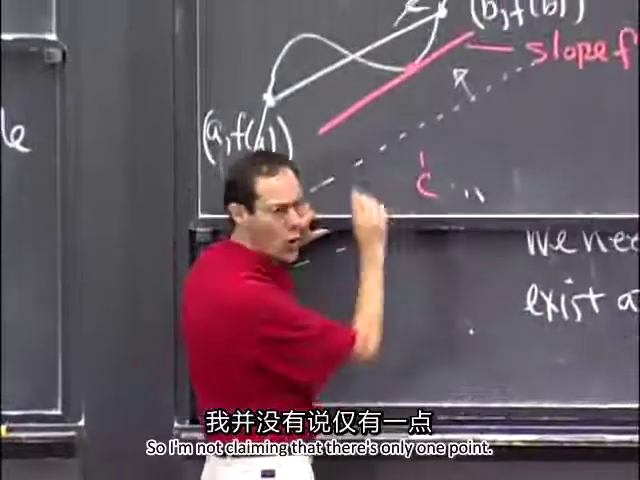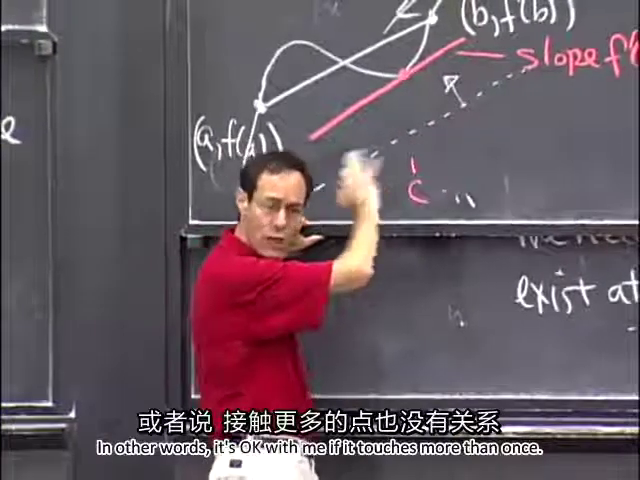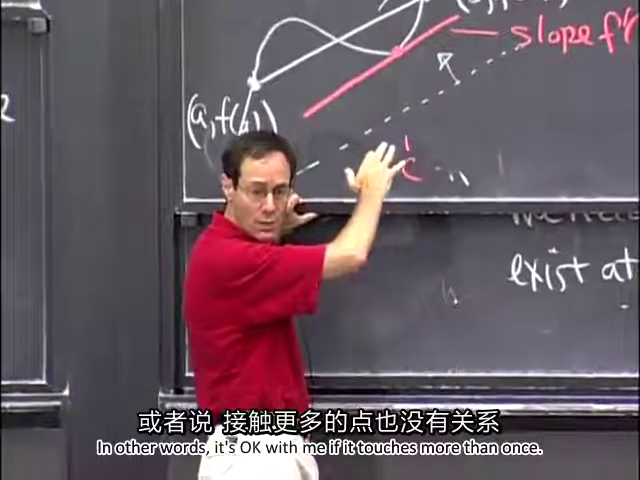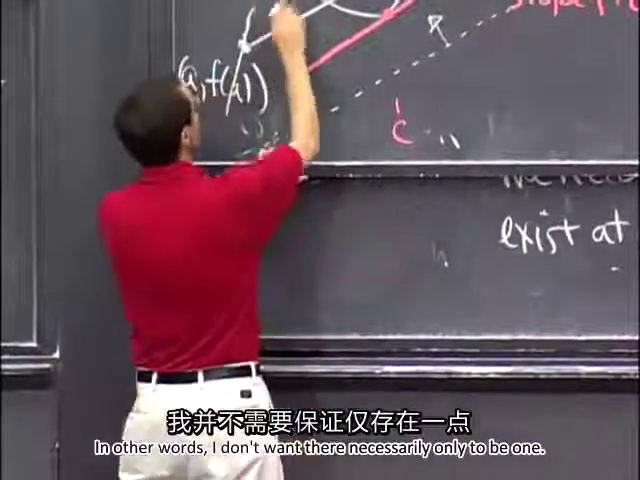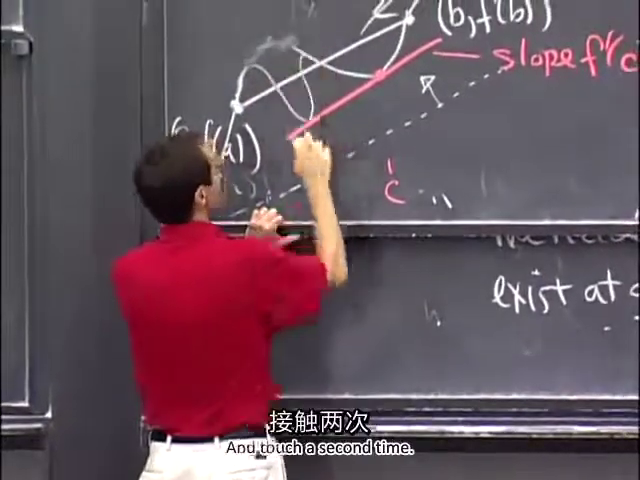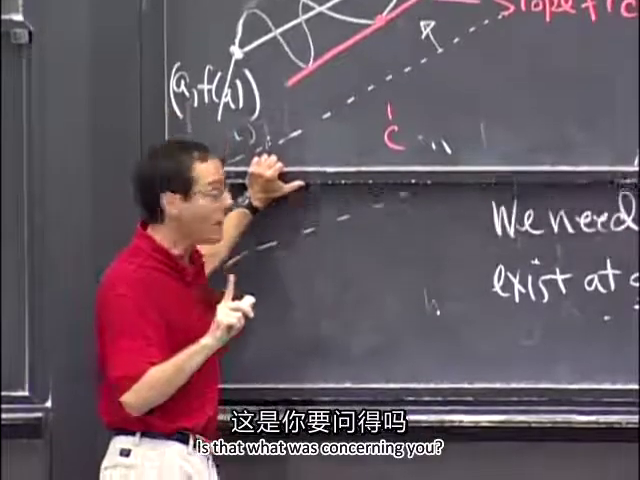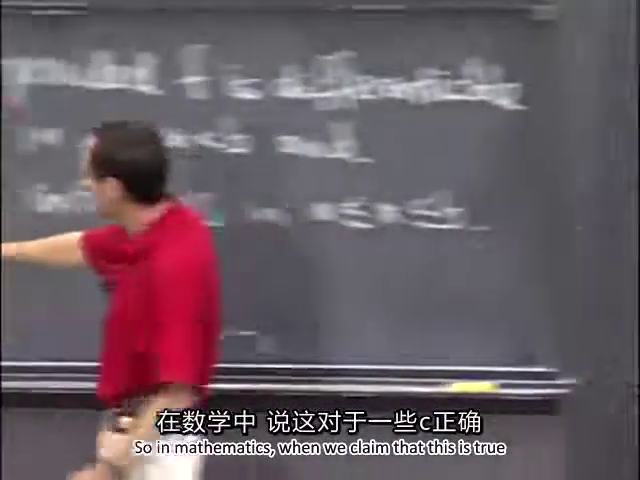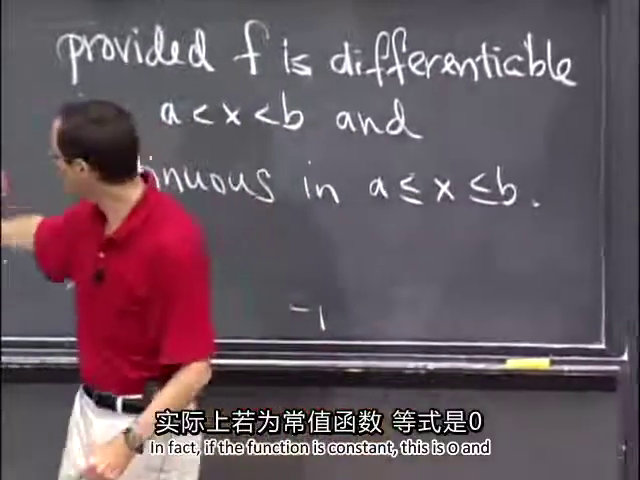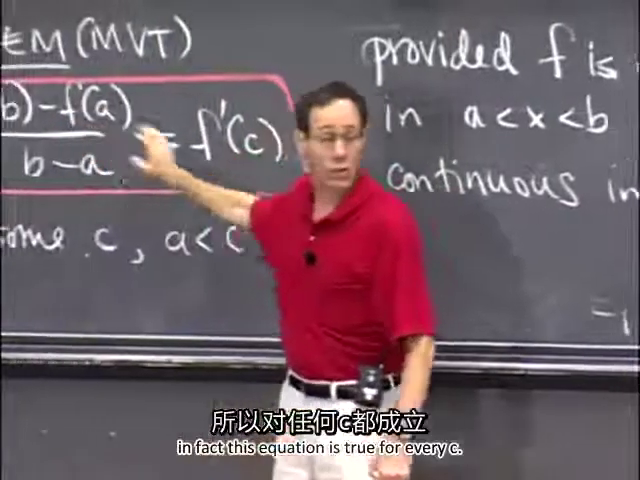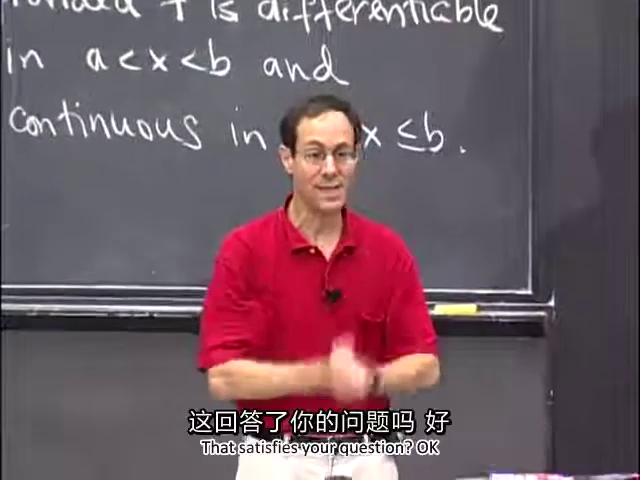So I'm not claiming that there's only one point. This could wiggle a lot of times, and it maybe touches at 10 places. In other words, it's OK with me if it touches more than once. Then I just have more. The more the merrier. In other words, I don't want there necessarily only to be one. It could come down like this and touch a second time. All right? Is that what was concerning you? So in mathematics, when we claim that this is true for some point, we don't necessarily mean that it doesn't work for others. In fact, if the function is constant, this is 0, and in fact, this equation is true for every c.